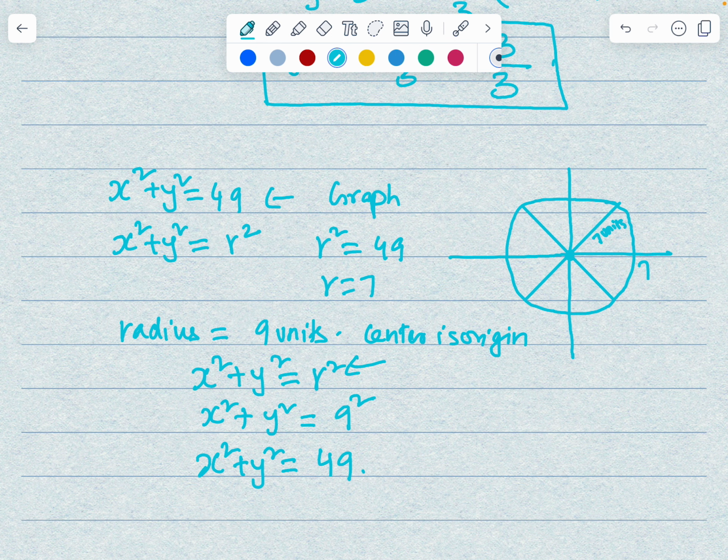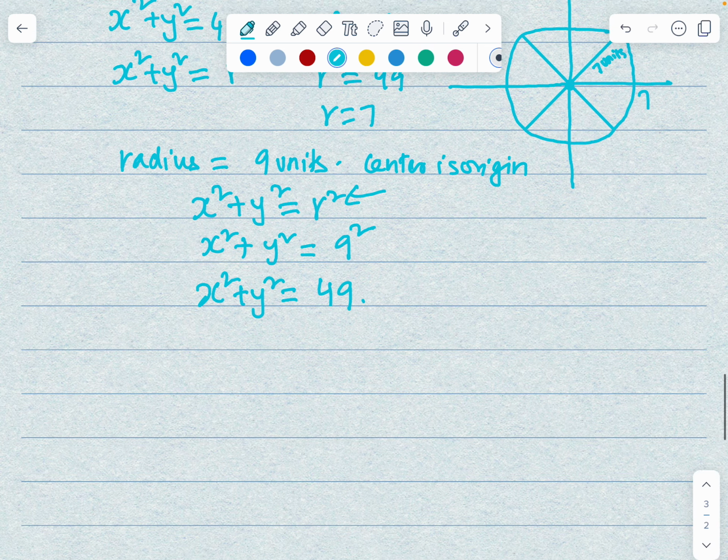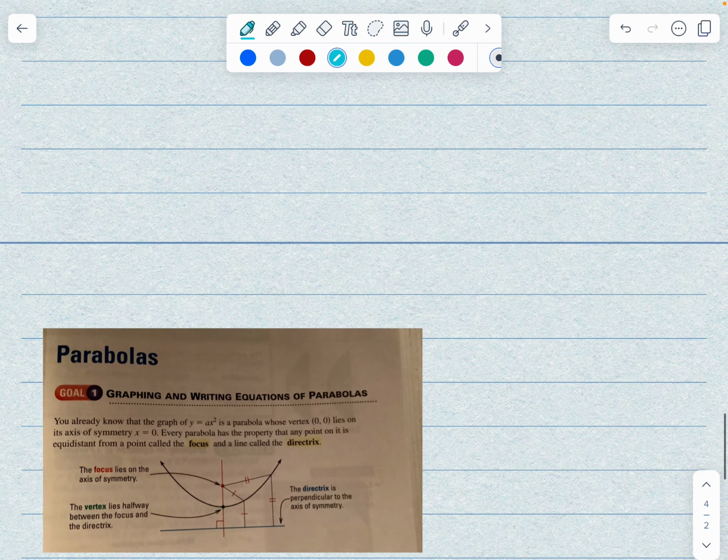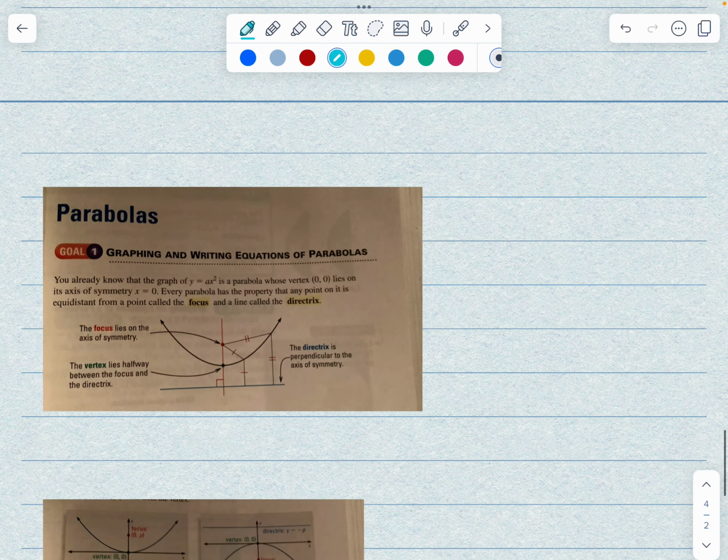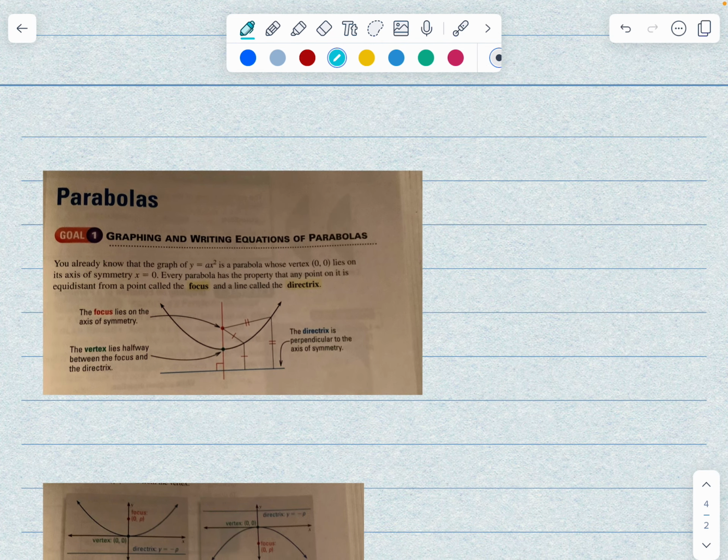So basically this is as far as circles are concerned. We'll do the next conic section, which is parabola. Now we have learnt a lot of things about parabola. We did a lot of work with parabola last semester and maybe last year, even this year a little bit.